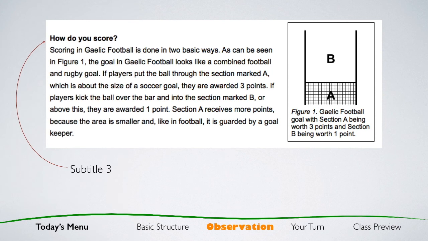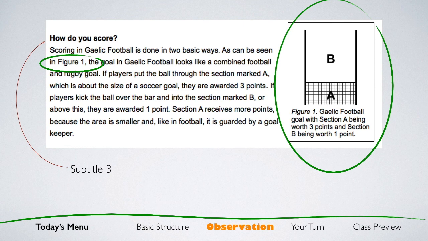The third paragraph in this composition looks at how you get points, which is made quite clear in the subtitle, How Do You Score? We see that the author has discussed the goal, the size of it, and how many points players are awarded for scoring. By adding a figure, this becomes even easier. If you decide to use a figure in your composition, make sure you take special note of how the figure is presented here, especially how the title is written.